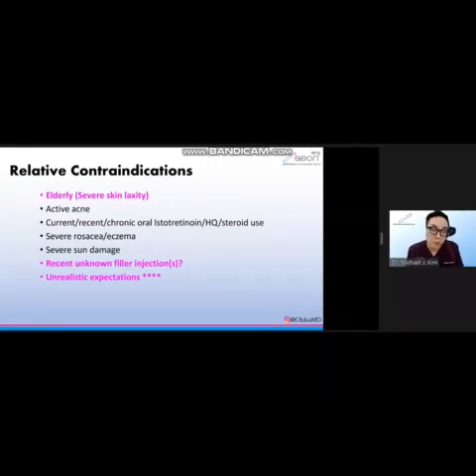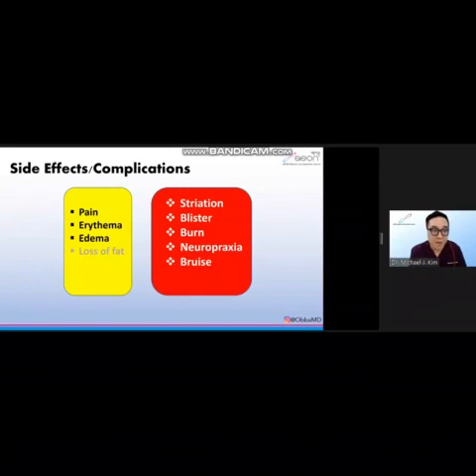I think the most important thing is when the patient has unrealistic expectations, this is a relative contraindication. You really have to be on the same page before you do the treatment. Side effects and complications are very rare. Of course, they can have some pain, some erythema, edema, loss of fat.